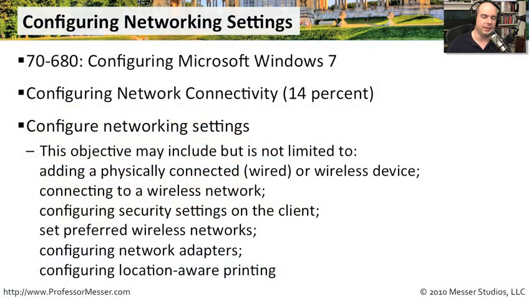I'm James Messer, and in this module, we're going to go through the requirements from our Configuring Microsoft Windows 7 exam in the Configuring Network Connectivity section. A lot of this video will be about connecting up a network, being able to make sure that we see the network configuration, and working a lot with wireless networks and the way that they operate. There are also some Windows 7 features, like location-aware printing, that we'll look at in this module.